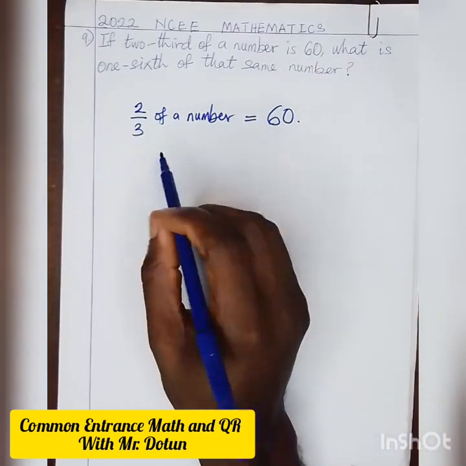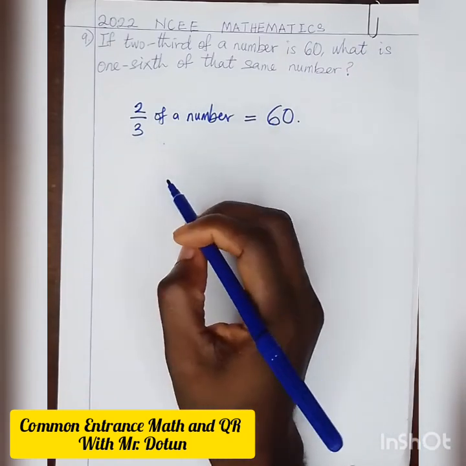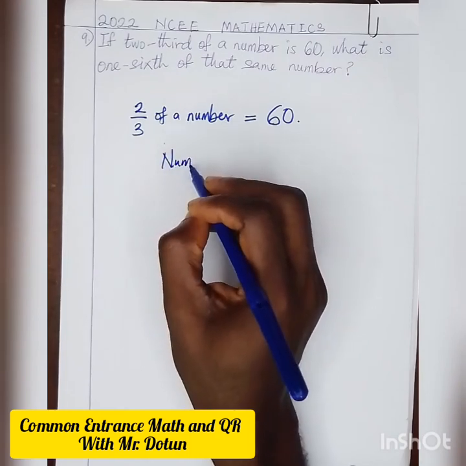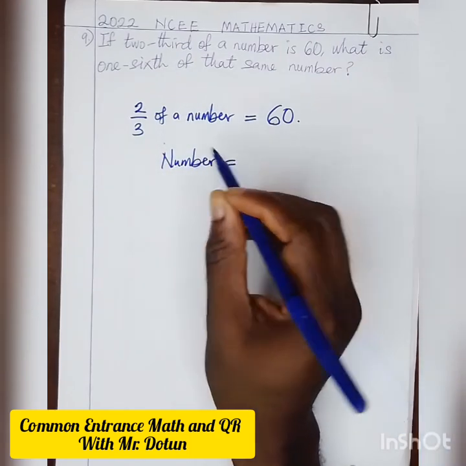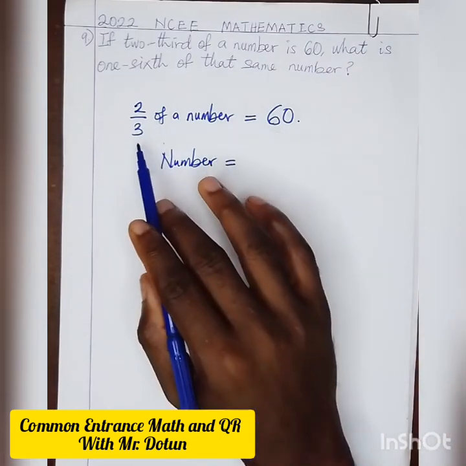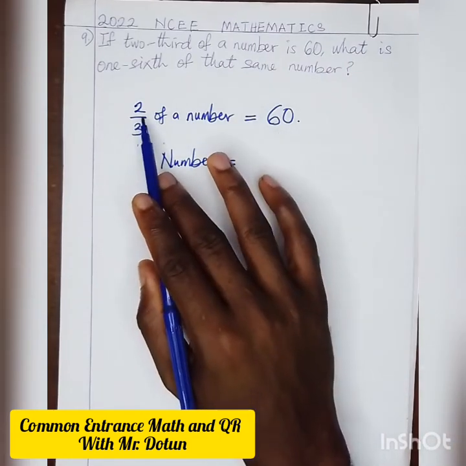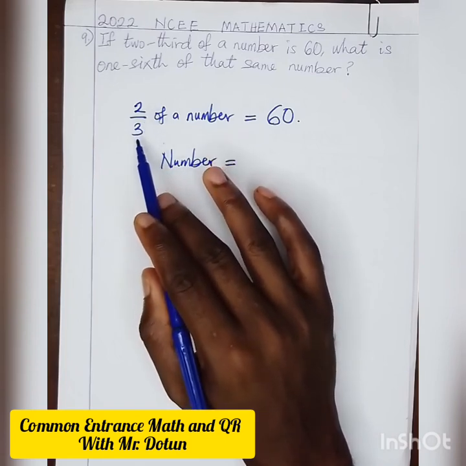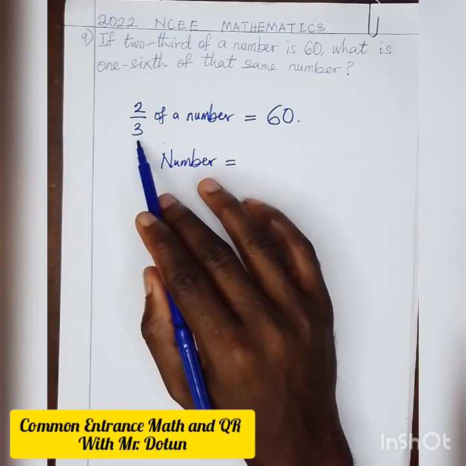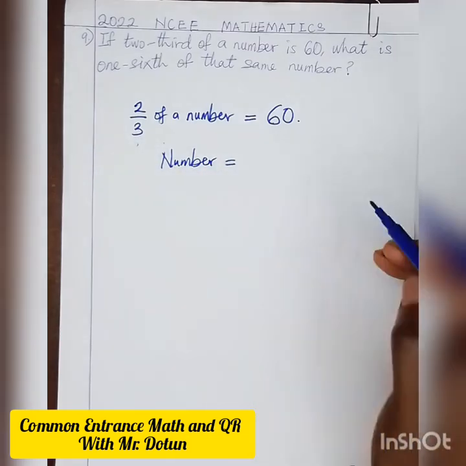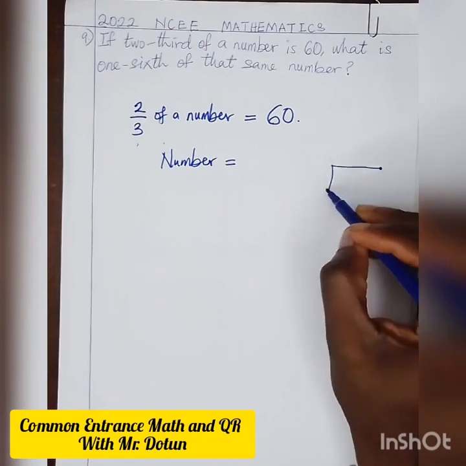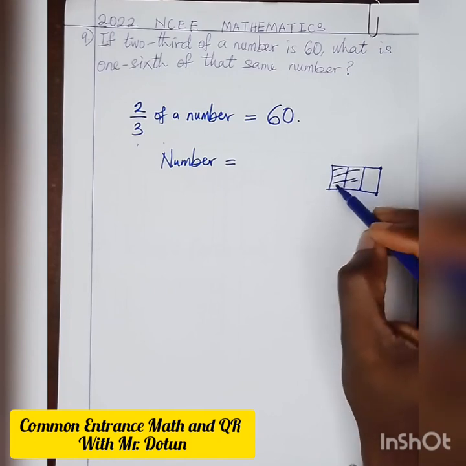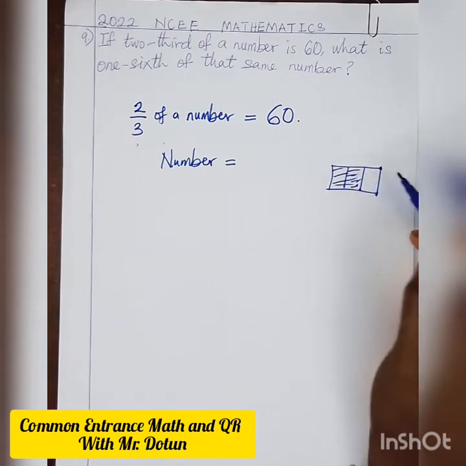I call this the inverse fraction solution, but let me explain. For us to find this number, since we know that 2/3 of it is equal to 60, remember that 2/3 is 2 out of 3 divisions. If you shared something into 3 parts, then you pick 2 of it. Let's say you have something like this and you shared it into 3 parts. Now you pick 2 portions. So this is 2/3.